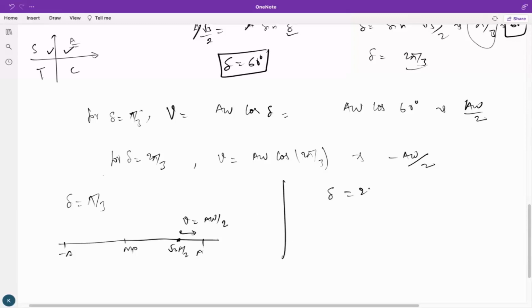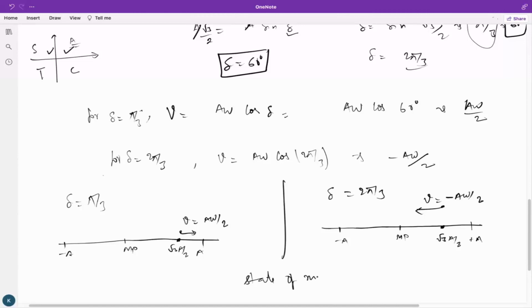Now for delta equal to 2 pi by 3, it looks something like this. This is our mean position, this is our minus A and this is our plus A. In this case our delta value is 2 pi by 3, so the position is again root 3A by 2, but our velocity direction is negative, minus A omega by 2. So we are at the same position, but this time our direction of velocity is opposite. I hope this is clear to all of you. These are our states of motion, and with the help of phase we can determine the state of motion.